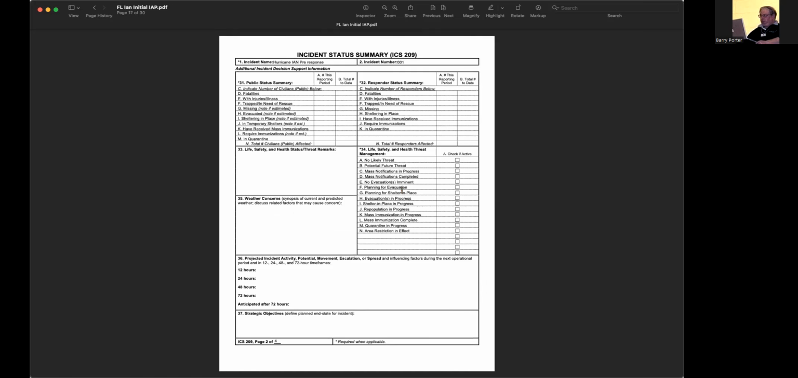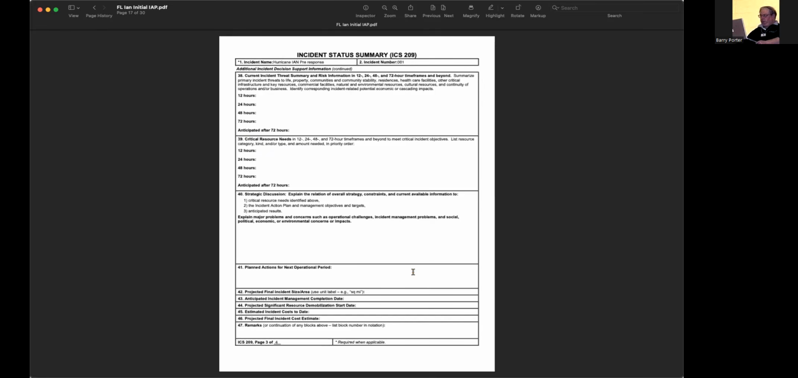This is page 2 of the summary of 4. It shows you how many fatalities and all these other things that you need to try to gather data on: responder status, life safety threats, how many projected incidents you've seen, and what strategic objectives you set for your specific incident.